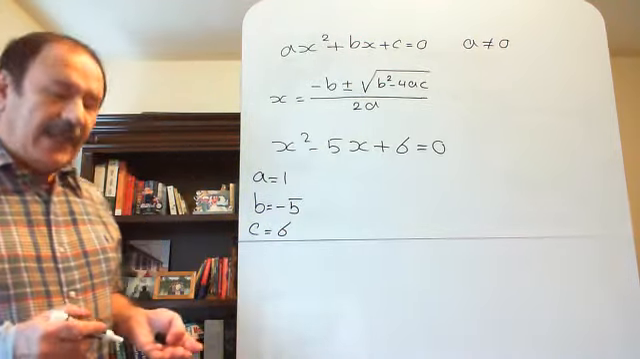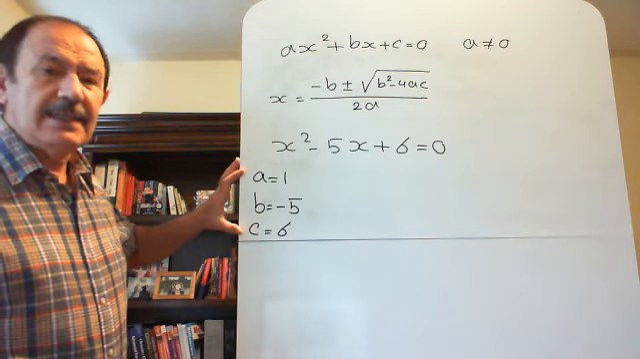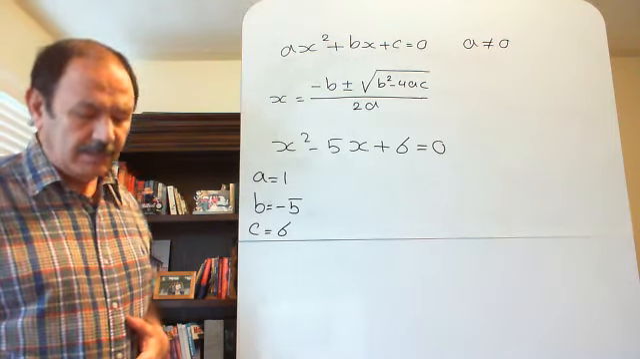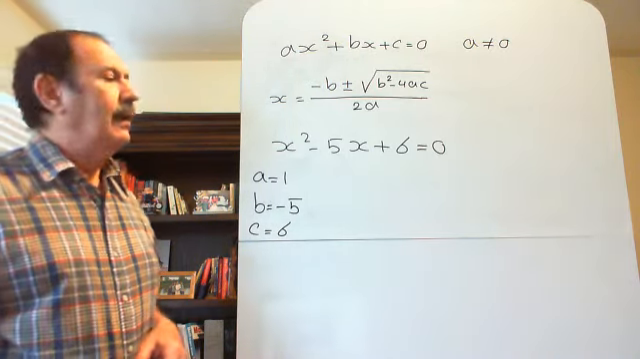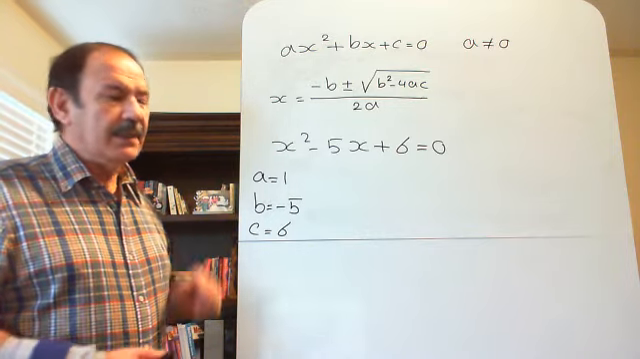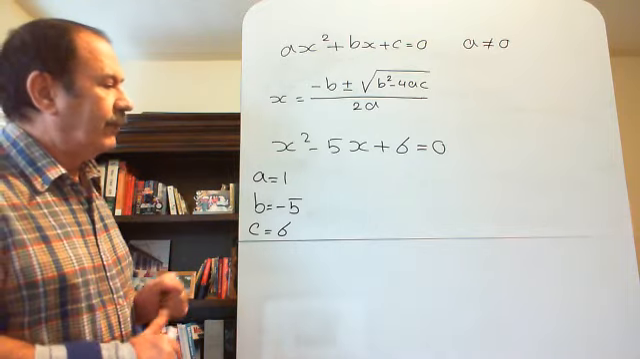Okay, it's very useful to separately identify this a, b, and c, and then substitute in the equation. I don't recommend doing it mentally, because the risk of mistakes is higher than with this method. After identifying these, now substitute in the formula.